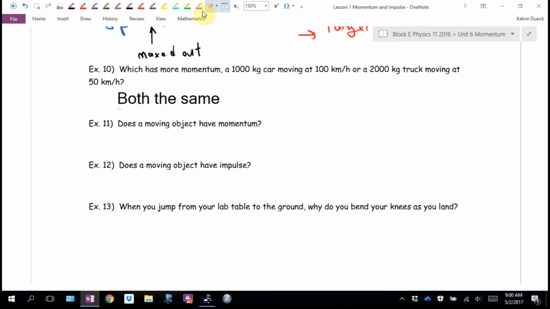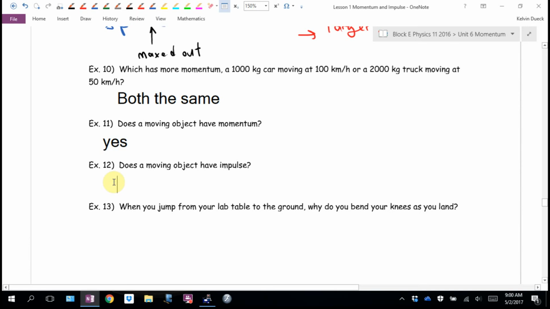Does a moving object have momentum? Momentum is what times what? Mass times velocity. If an object is moving, does it have mass? Yeah. Does it have velocity? So yes, all moving objects have momentum.